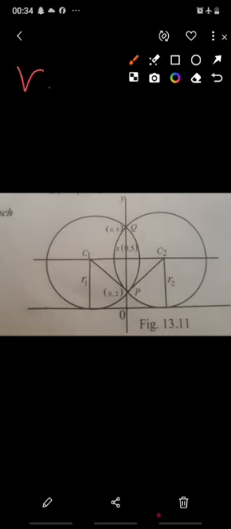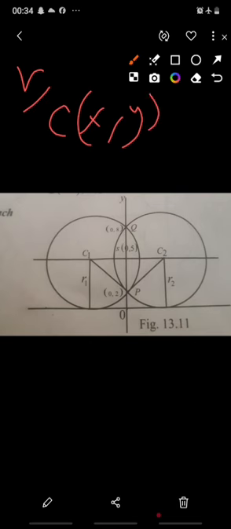In this video, we are going to talk about how to find the equation of two circles passing through 2 points and touching the x-axis. First of all, before you can find the equation of any circle, you need to know the radius of the circle, and then also the coordinates of the center of the circle.